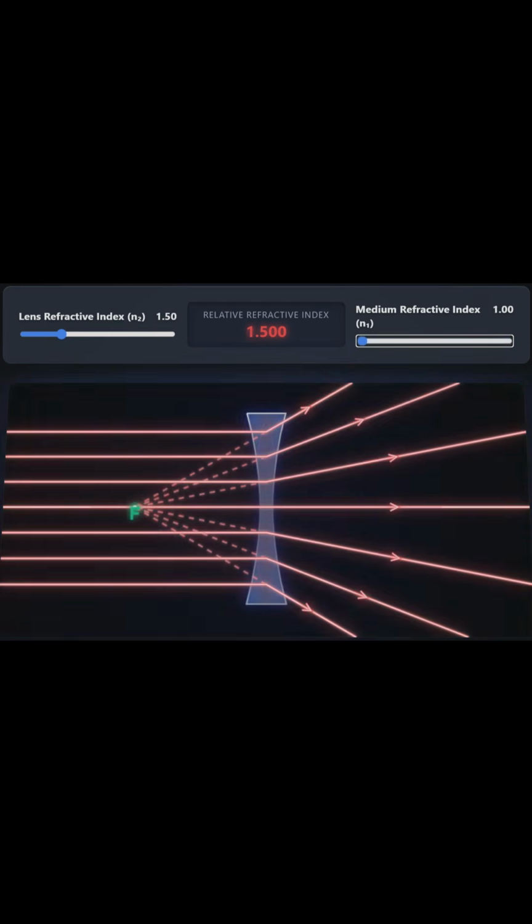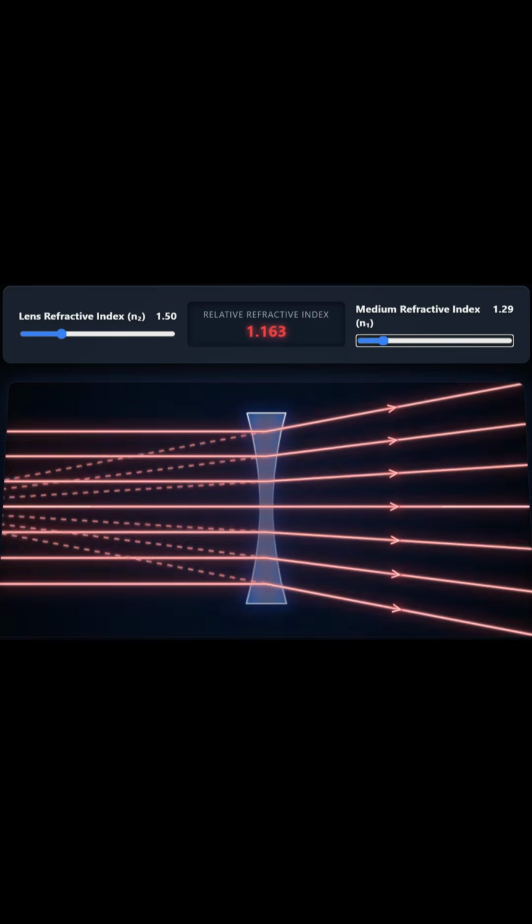Now let's explore the concave lens, which is distinctively thinner in the middle. When light passes from air into this denser lens, the curved surface causes the rays to spread apart, or diverge. They appear to originate from a virtual focal point behind the lens.